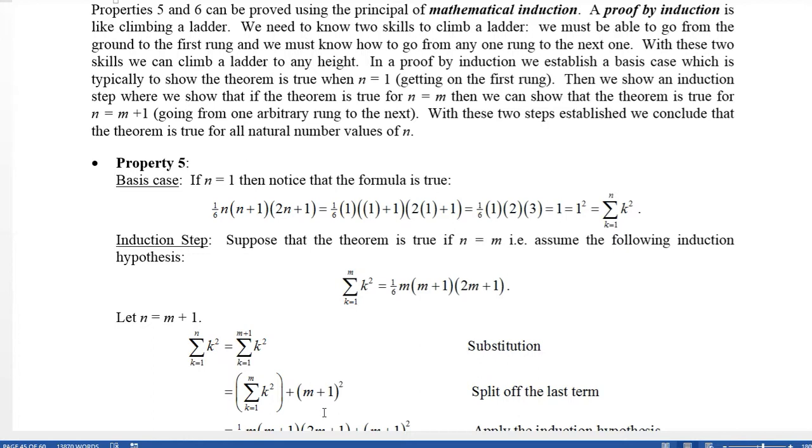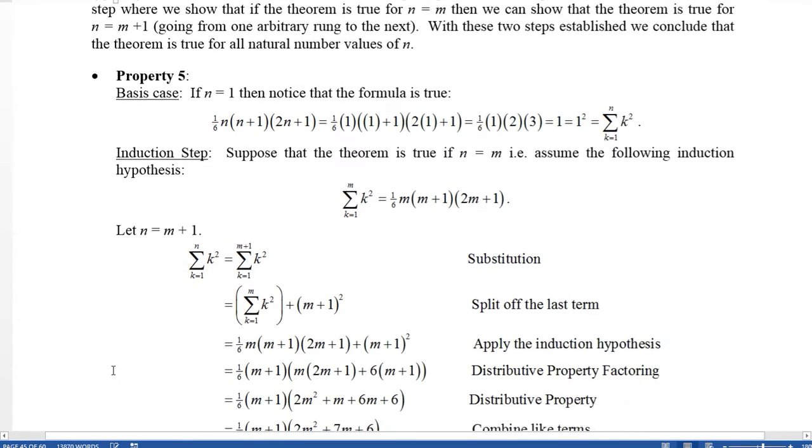We establish what's called the basis case, which is typically to show the theorem is true when n equals 1. That's like getting on the first rung. And then we show an induction step, so that we prove that if we assume it's true for some n equals m, if you've already gotten up a certain level and the theorem is true at that point, then if you let n equals m plus 1, the theorem is also true there. So the theorem being true for n equals m implies that it's true for n equals m plus 1. That's like being able to go from one rung to the next. And with these two steps established, we conclude the theorem is true for all natural number values of n.